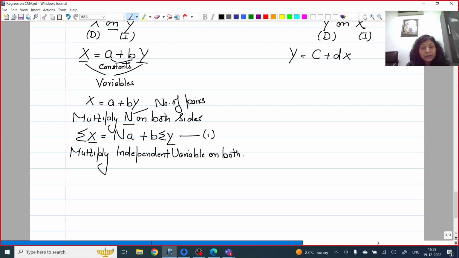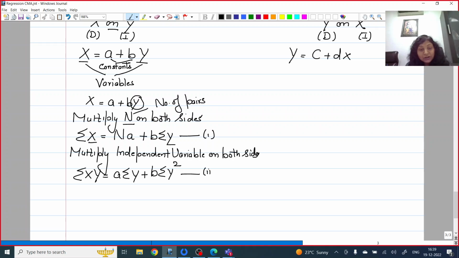On both sides. So in this case, our independent variable is y. That means we multiply y on both sides. So when we multiply summation x with y, we write it in this form, summation xy. And when we multiply na with y, it becomes a summation y, and y becomes summation y. And when we multiply y with b summation y, this becomes b summation y square.